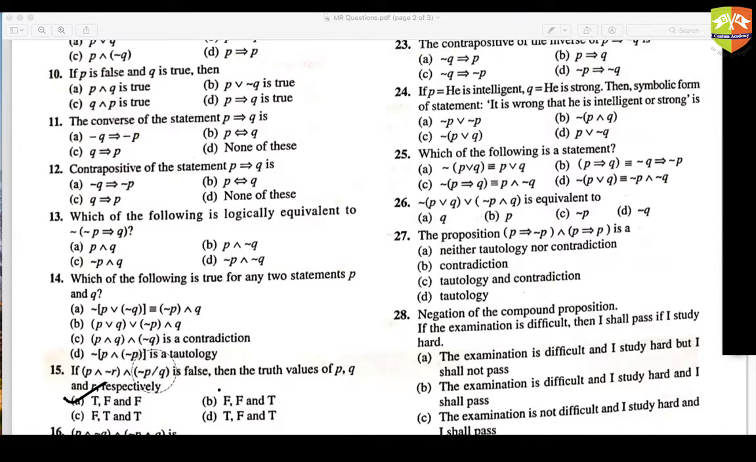What others? False and true gives false. False and false is false again. True and false is false. So false and false is false. So this is also correct. Next: false and false will be false, and true and true. So false and true will be false. False, false again. This is also correct. This one, I don't think so. True and false is false. For the moment one is false, you have to check the other. That is also false.